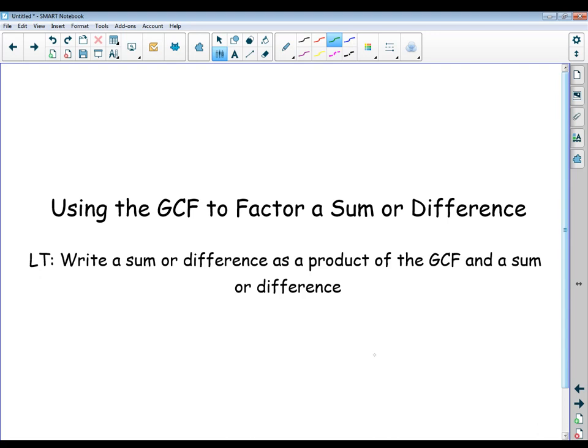Before we move on to the next slide, let's talk about what sum and difference are. When we're talking about sum and difference, we're talking about an addition problem or a subtraction problem. We're going to combine our knowledge of the GCF to rewrite a sum of larger numbers into a sum of smaller numbers, or a difference of larger numbers into a difference of smaller numbers. Right now, this might not seem that applicable, but as you get to more advanced math, this skill is huge. That's why we're going over it right now.